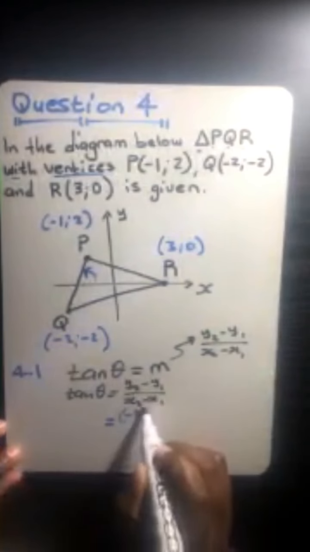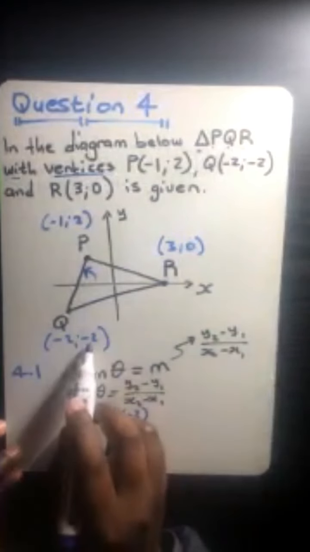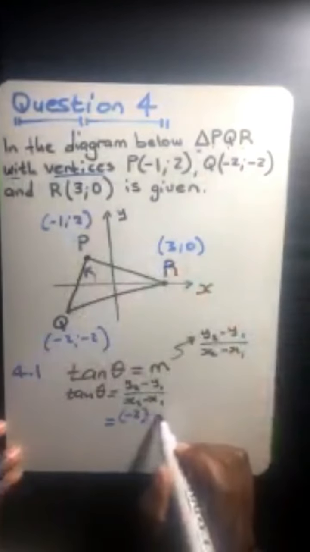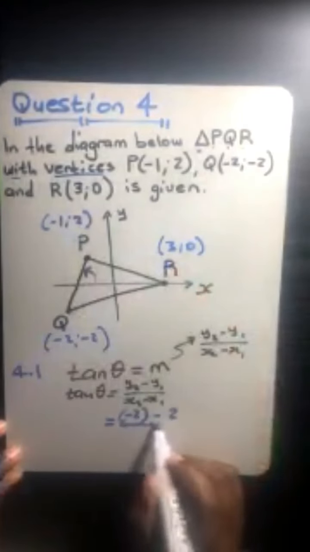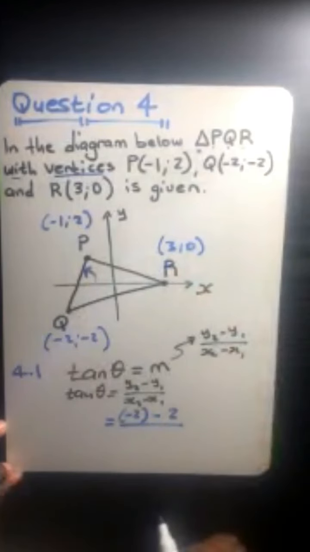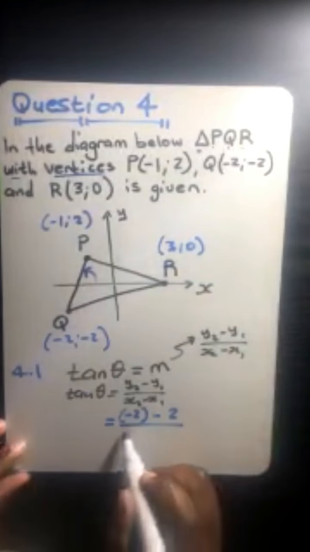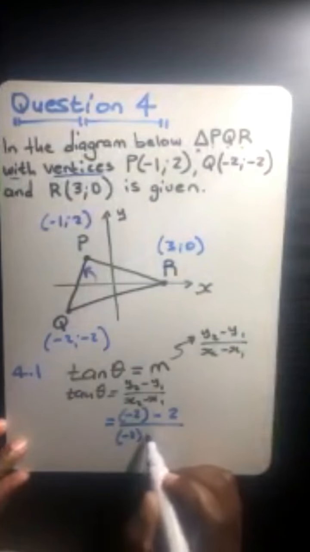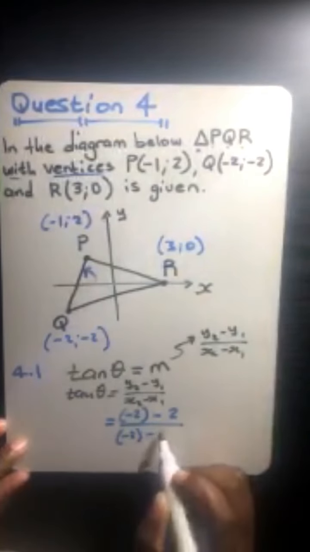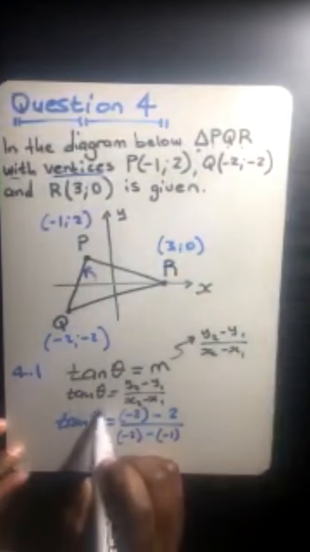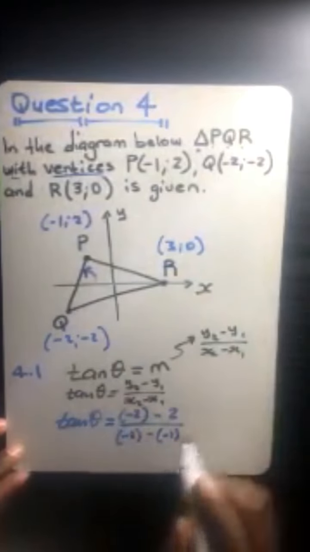So let me substitute. My y2 is going to be -2, and my y1 is going to be 2. Every time you substitute a negative value, make sure to substitute in brackets. What is my x2? It is also going to be -2, minus, there I'm having -1. Remember, there you've got an angle being equal to that.